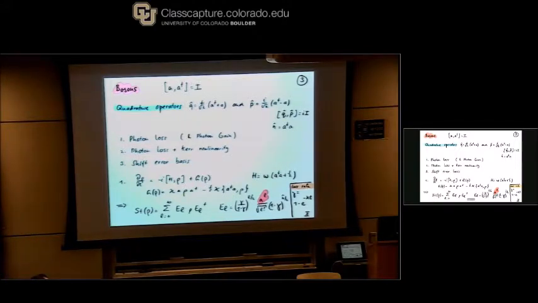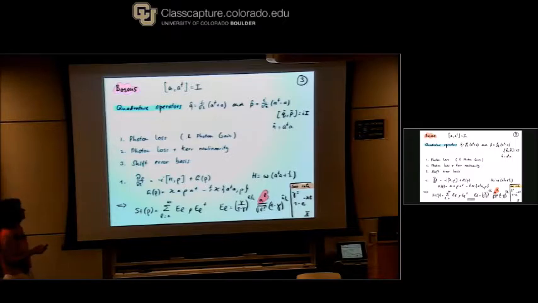Okay, so if I talk about bosons, I just mean a single harmonic oscillator, with annihilation and creation operators obeying commutation relations. And I'll be using these operators, sometimes called quadrature operators. They're two Hermitian operators satisfying this commutation relation.